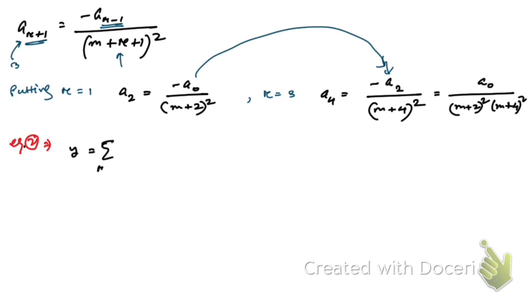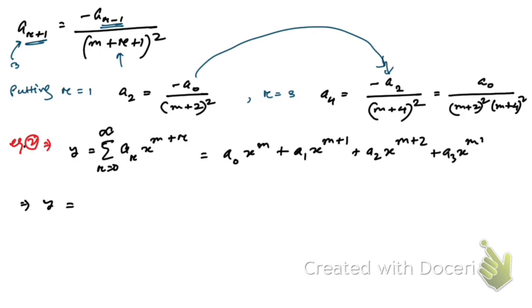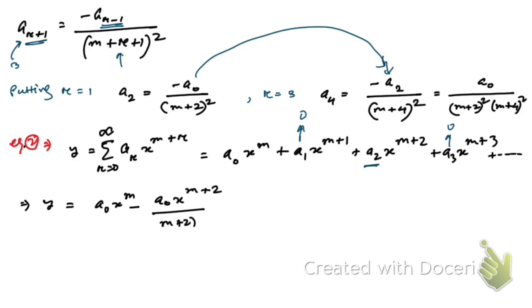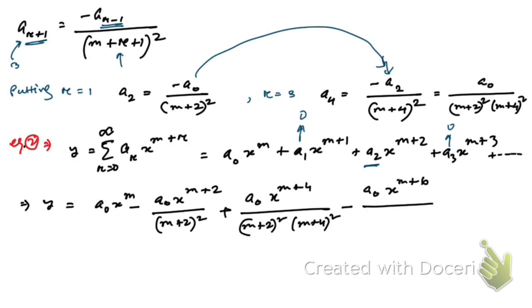Now from equation number 2 that we had taken, y is equal to the summation of ar x to the power m plus r. If you expand it, you get this, and so on, right? So now a0 x to the power m. Now if you put the value of a2, because here we have already got a1 equal to 0, a3 equal to 0, and similarly a5, a6 are equal to 0. Now let us put a2, a4, a6, and doing so we have got this, right? We are going to get this.